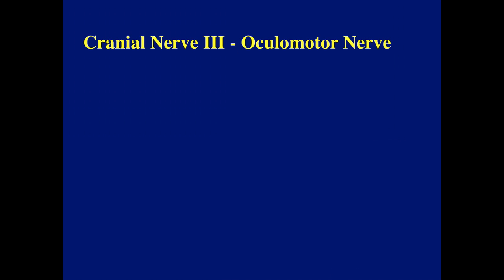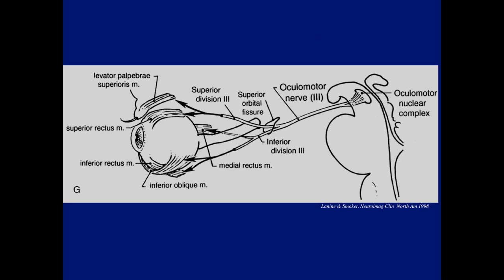Today I'm going to be talking about the third cranial nerve, the oculomotor nerve. The oculomotor nerve supplies five muscles: the levator palpebrae, the superior rectus, inferior rectus, inferior oblique, and medial rectus.